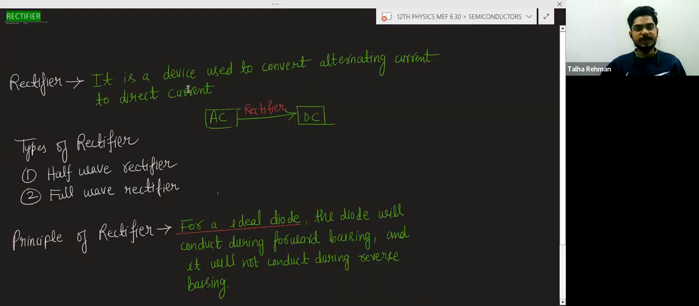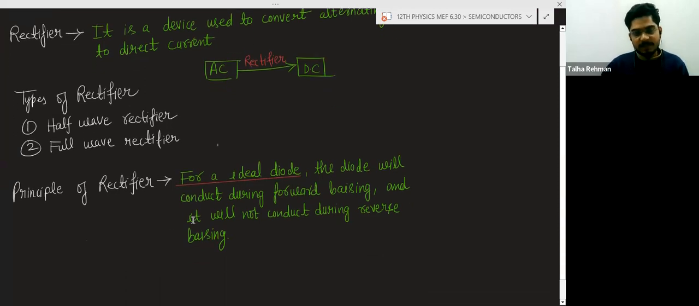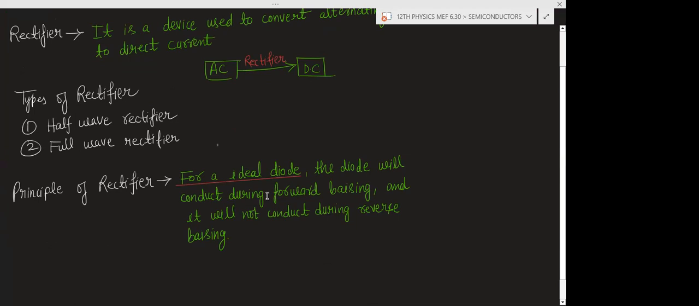So what is the rectifier? It is a device used to convert the alternating current to direct current. So alternating current to direct current by rectifier. Two types of rectifier: half wave rectifier, full wave rectifier. The principle of rectifier is that for an ideal diode, the diode will conduct during forward biasing, and it will not conduct during reverse biasing.